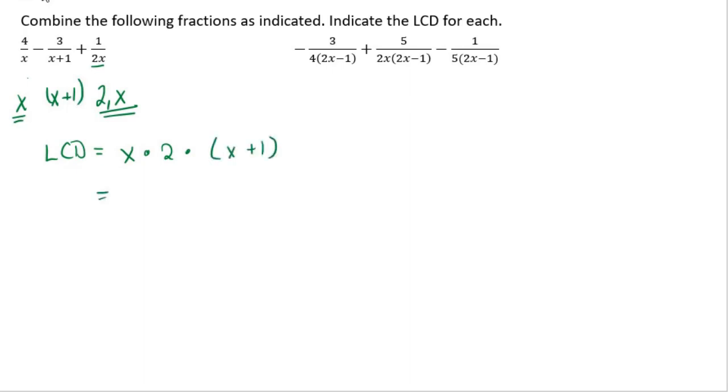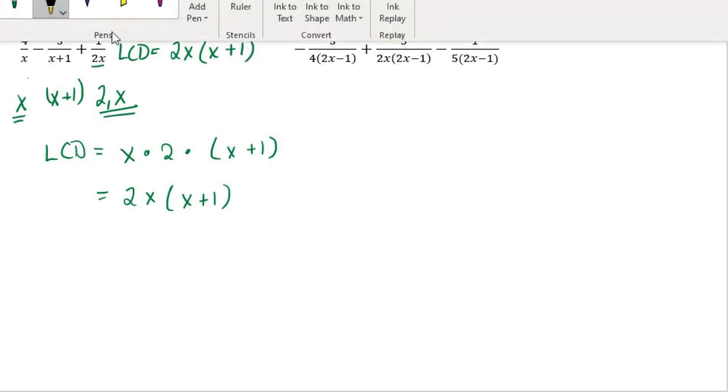Let's tidy this up a little bit. Usually we write numbers, then variables, and then anything in brackets. So the LCD, to be clear about stating this, is 2x times x plus 1. No more and no less.